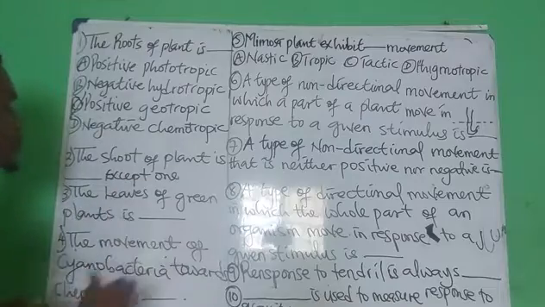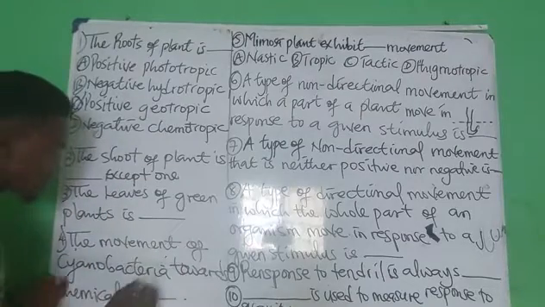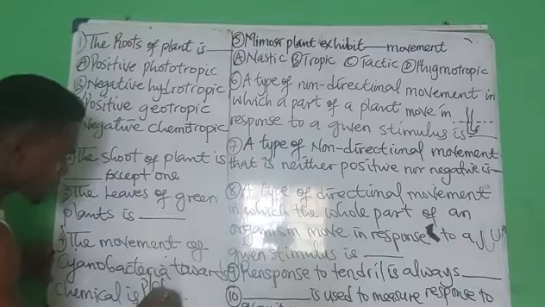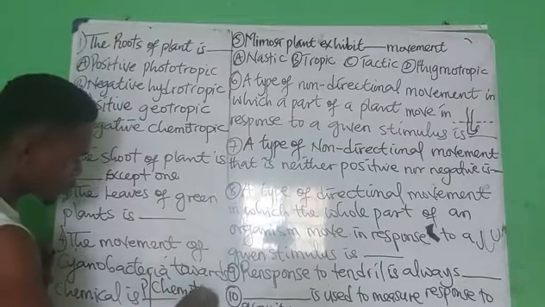Now number 4: the movement of cyanobacteria towards chemical is called positive chemotropism. So this is moving towards chemical, positive chemotropism.